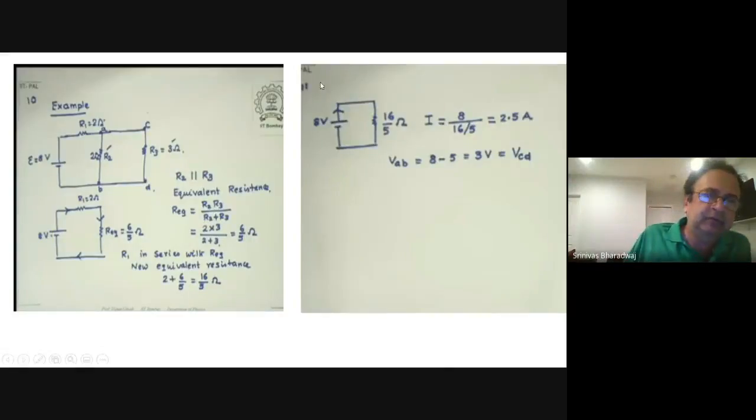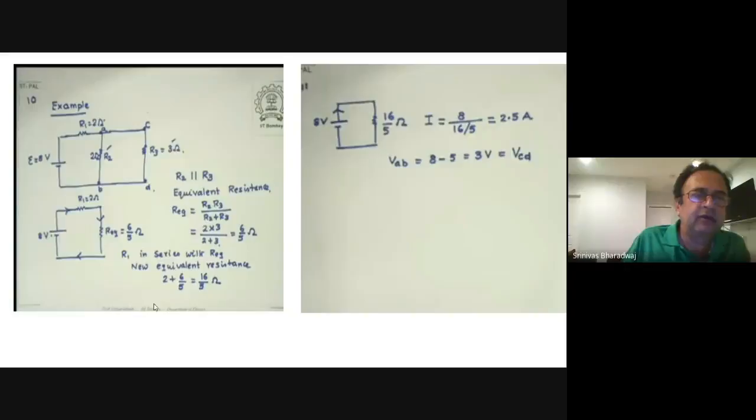Once you find the current, then you can write what is called Kirchhoff's loop law. You start from this point, you go once around the circuit, you come back to the same point, you will have 0. So here is the circuit: plus 8 minus 2.5, the current, times 2, minus 6 by 5 times 2 equals 0.